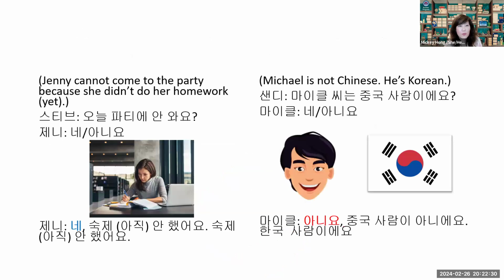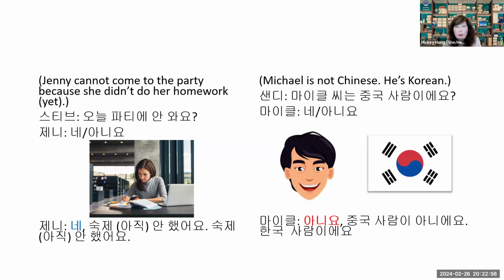The truth is that Jenny cannot come to the party because she didn't do her homework yet. So when Steve asks her, 오늘 파티에 안 와요? She would say, 네, you're right. I'm not going to the party. 네, 숙제 아직 안 했어요. Okay. It's true. I didn't do my homework yet.